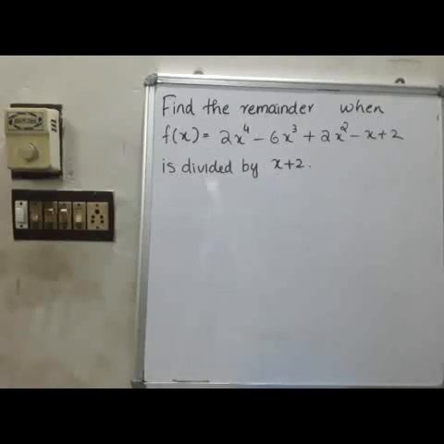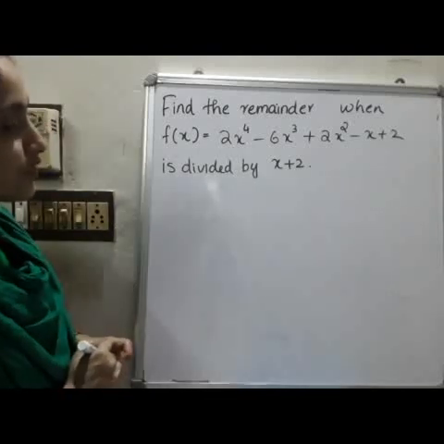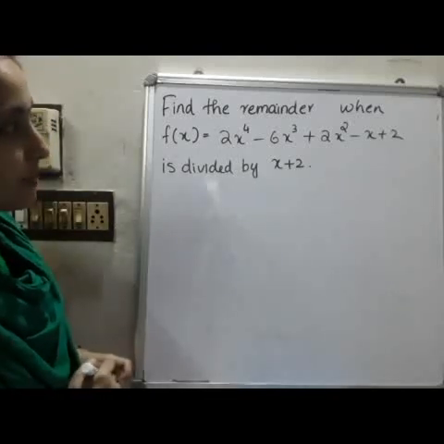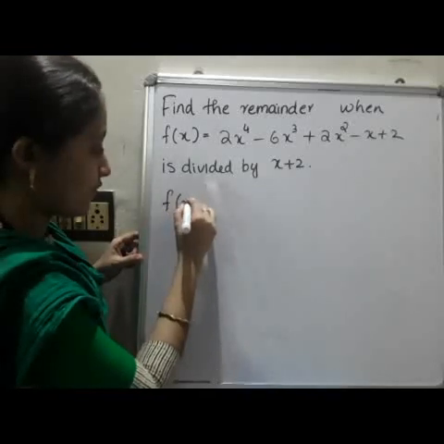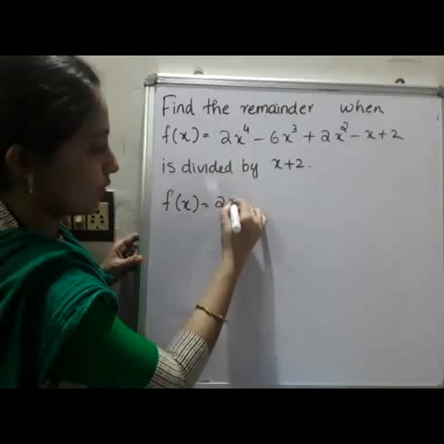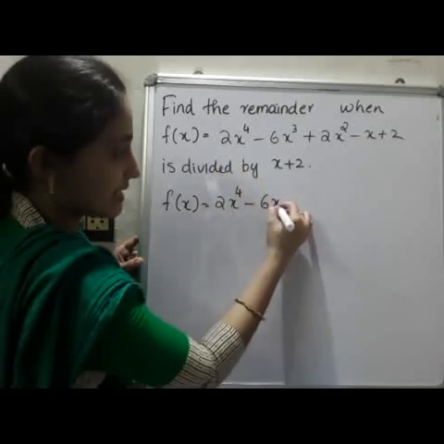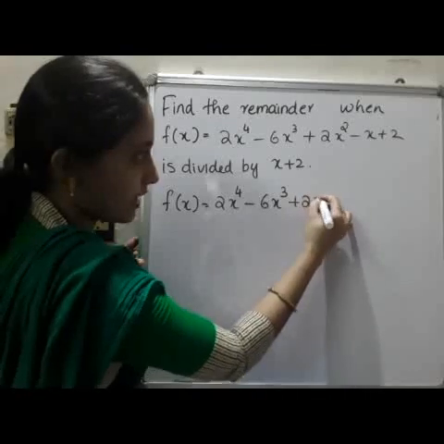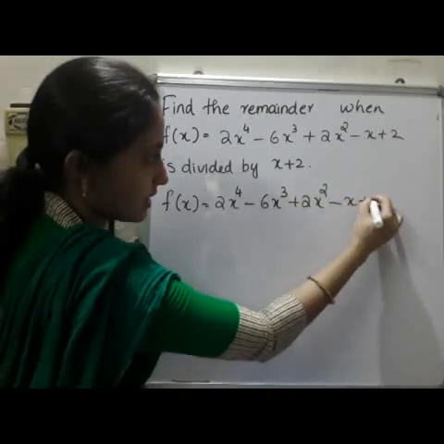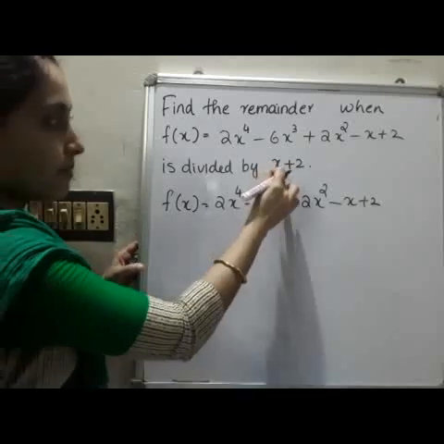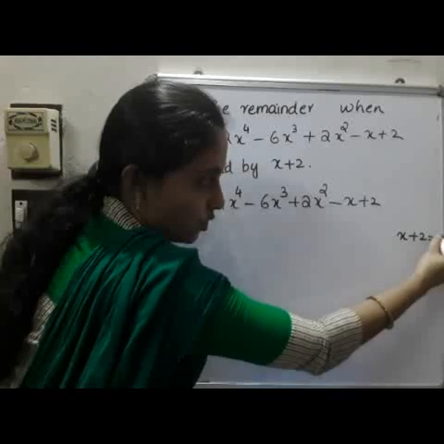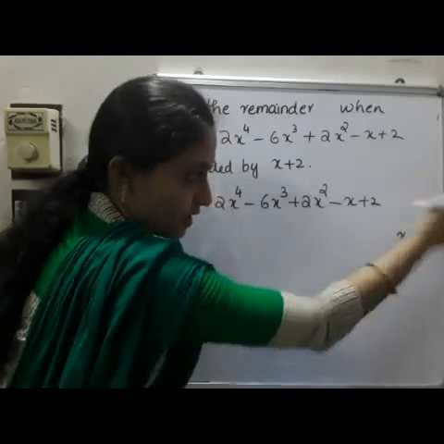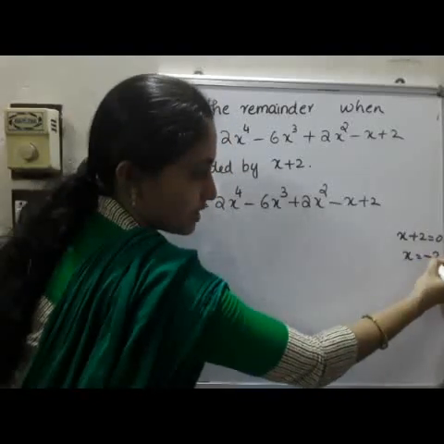Next question is find the remainder when f of x is equal to 2x raised to 4 minus 6x cube plus 2x square minus x plus 2 is divided by x plus 2. So what you have to do first is, f of x is equal to, write down the question, 2x raised to 4 minus 6x cube plus 2x square minus x plus 2. Okay, here what is divided by what? x plus 2. If it is divided by x plus 2, it will be equated to 0. So what is x? x will be plus 2 when it goes to there. That becomes minus 2. Okay.